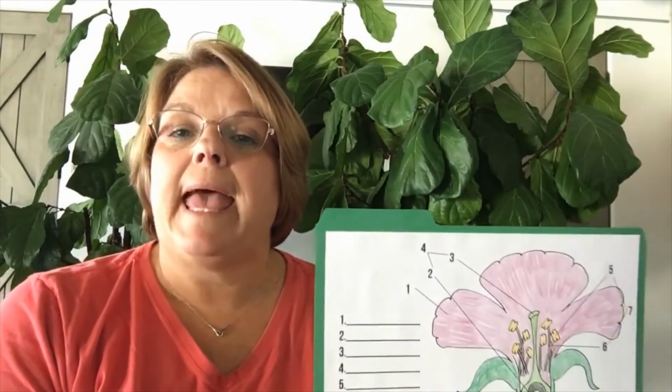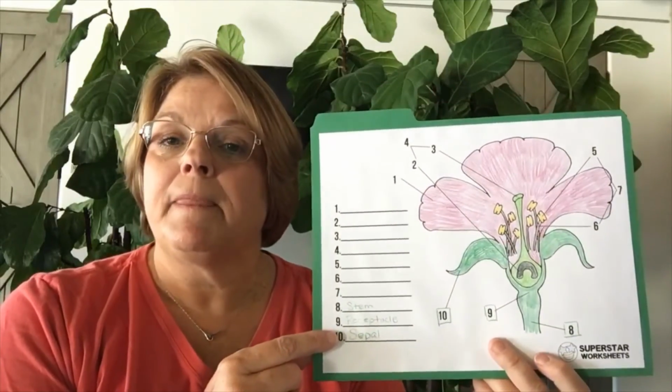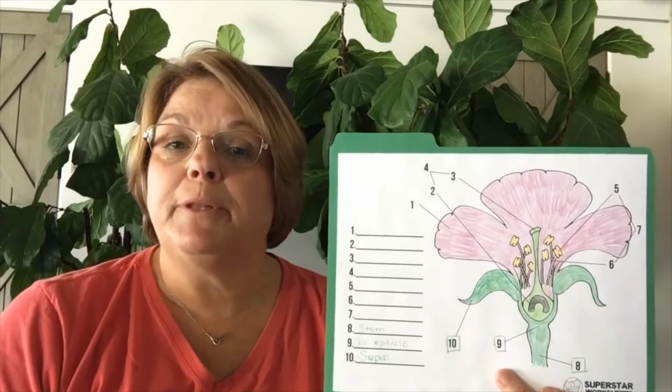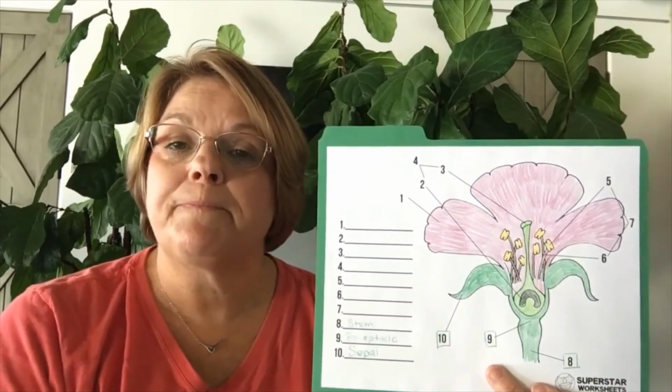To finish up our worksheet, we're going to talk about the sepal, the receptacle, and the stem. The sepal, spelled S-E-P-A-L, which we'll write on line 10, is the part that protects the flower before it even blooms, and it kind of looks like a couple of leaves.